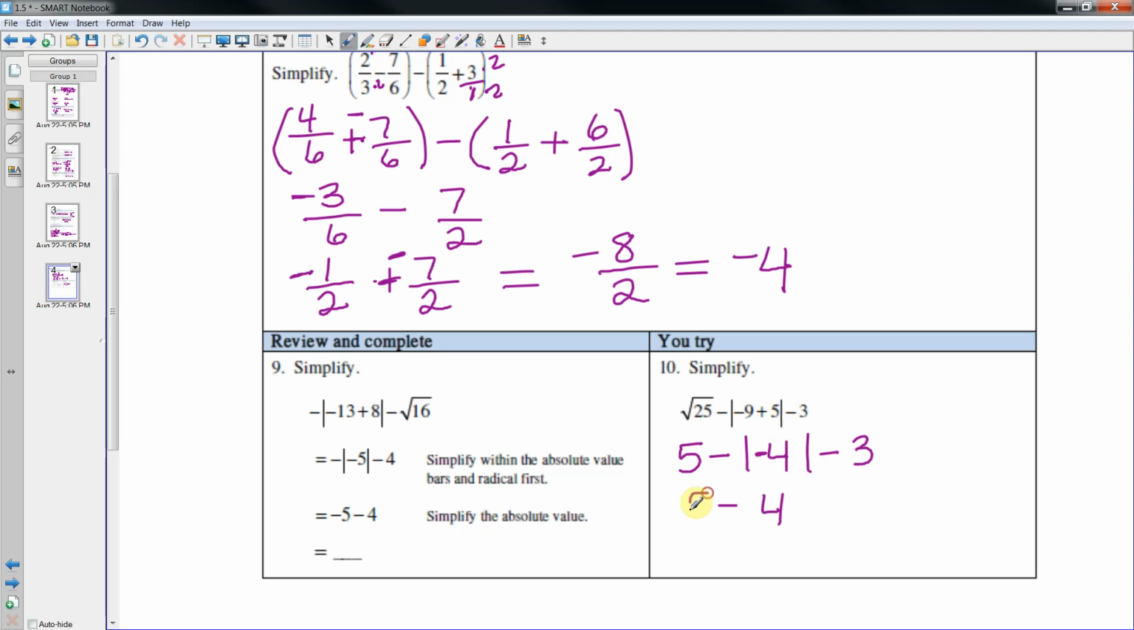So I've got 5 minus 4. This minus comes from in front of that absolute value, minus 3. 5 minus 4 is 1. 1 minus 3 would be 1 plus a negative 3. Subtract, keep the sign on the larger, which gives me negative 2. And there's how you do subtraction of real numbers.